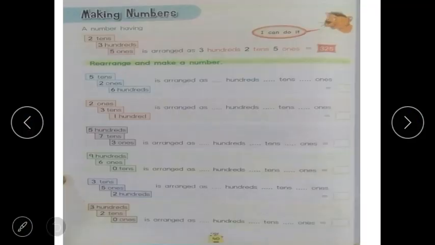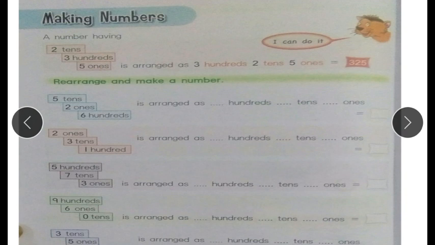What more is there? Making numbers. You have to make numbers. These numbers are not arranged in order, because when we write place value numbers in maths, we start from ones, then tens, then hundreds. Here hundreds is written first. You have to arrange the numbers in order. So after 5 ones, tens should come, then hundreds. It is arranged as 300 first, then 2 tens, then 5 ones: 325.